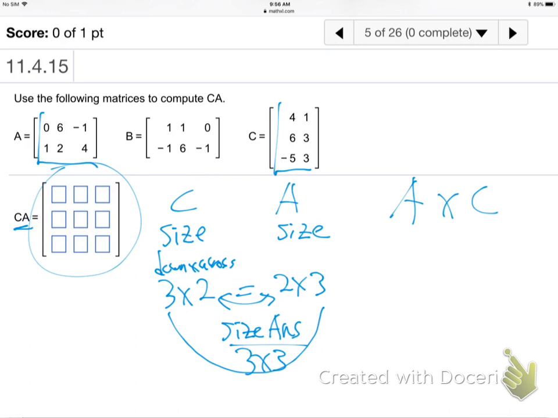Would that be okay? We're going to do C times A. C's coming first. But could I reverse it? Let me ask that question. Could I? Well, A is what size? 2 by 3. And C is what size? 3 by 2. The insides match, so it would be a 2 by 2. The answer would be a 2 by 2, wouldn't it?